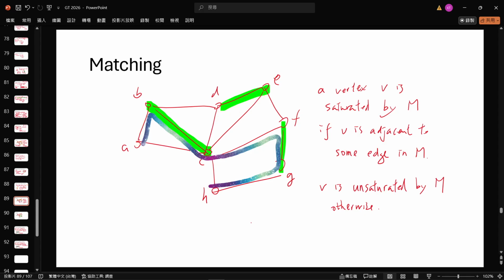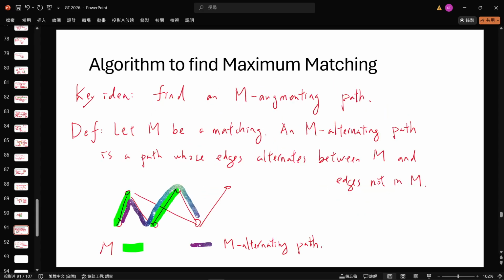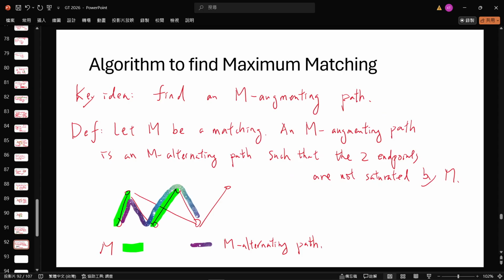So this vertex is not saturated by the green matching. And for example, this vertex E is saturated by the green matching, because the matching matches E to D. So we say that it is saturated. All right, so that's the definition for an augmenting path.